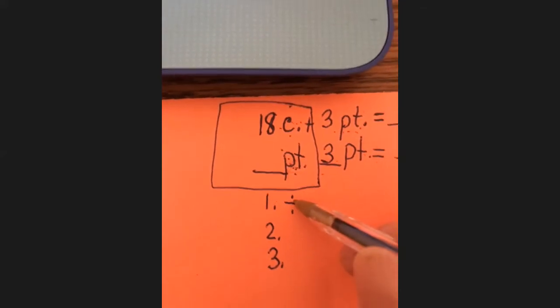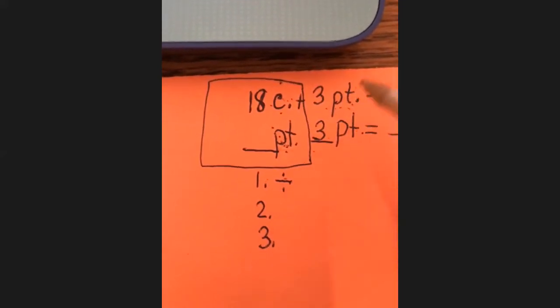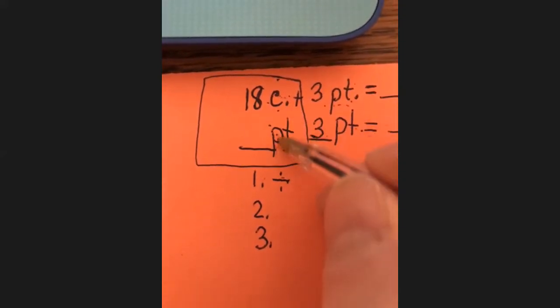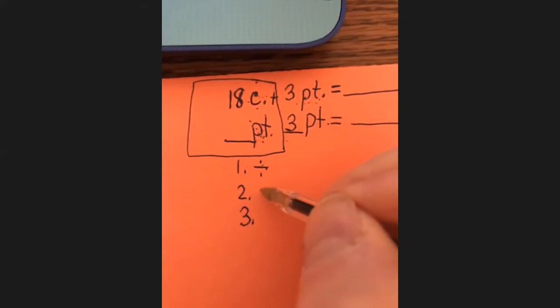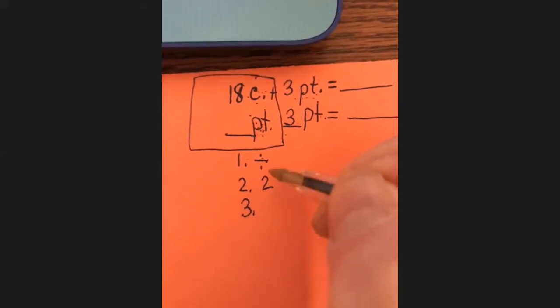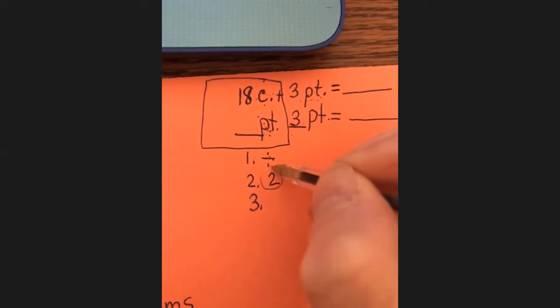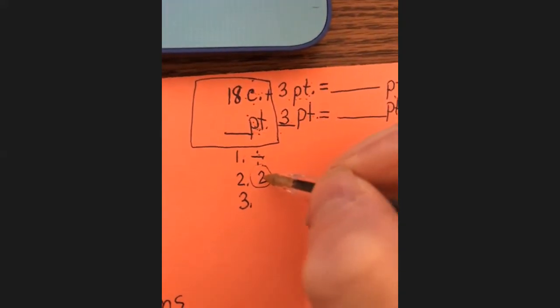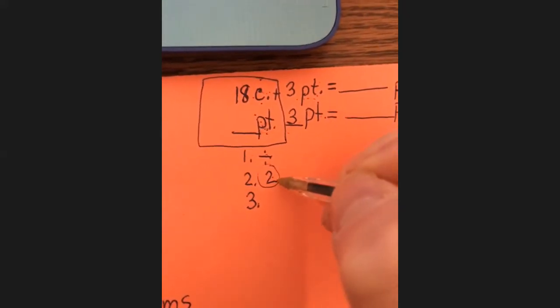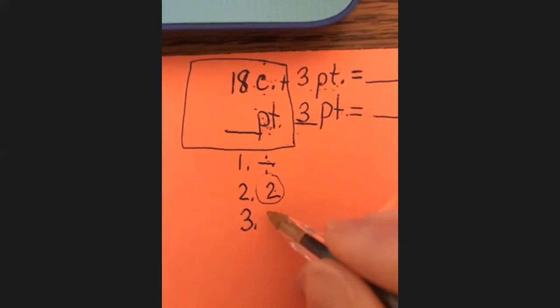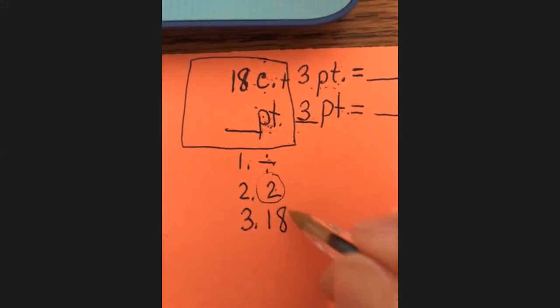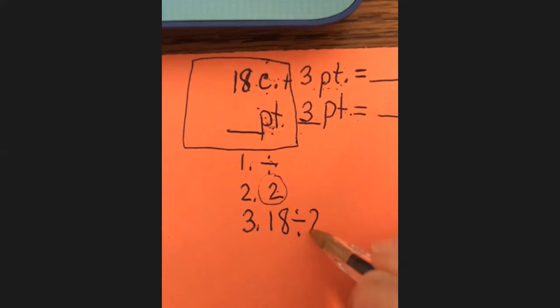What are we going to be dividing? Well, what's the special number? The special number is how many cups in a pint? 2. 2 is that special number, isn't it? So we're going to divide 2 by something. Well, what is the other number? 18. So we're simply going to divide 18 divided by 2.